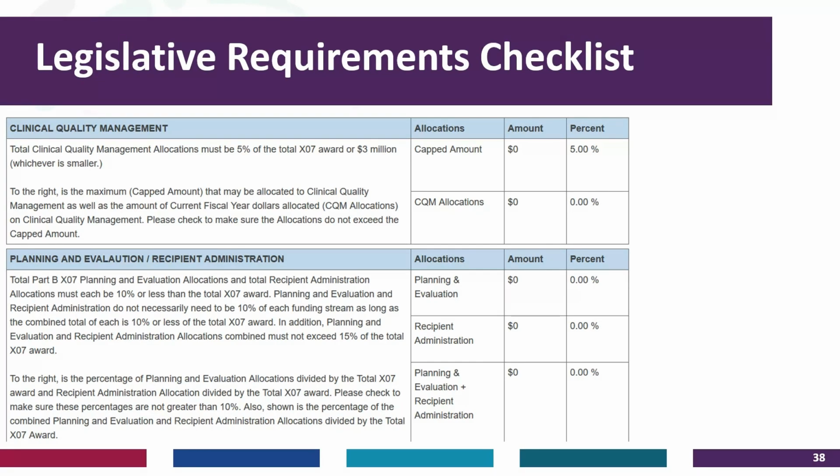And then the last box is for planning and evaluation and recipient administration. So planning and evaluation and recipient administration each can't exceed 10% of your award, and then the two combined can't exceed 15% of your award.